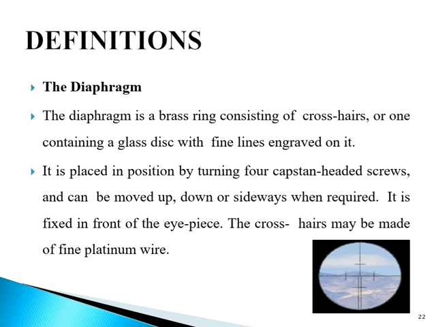Next is the diaphragm. You can see its image. The diaphragm is a brass ring consisting of crosshairs, or one containing a glass disc with fine lines engraved on it. You can see the line here, the black one. It is held in position by 4 capstan-headed screws and can be moved up, down or sideways when required. It is fixed in front of the eyepiece. The crosshairs may be made of fine platinum wire.